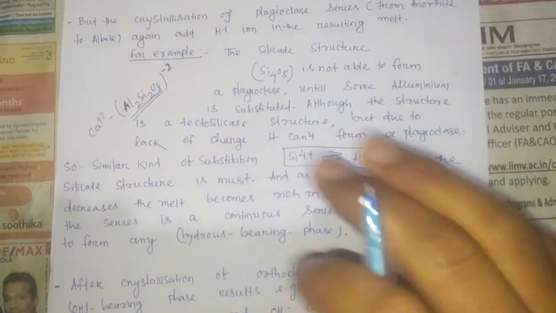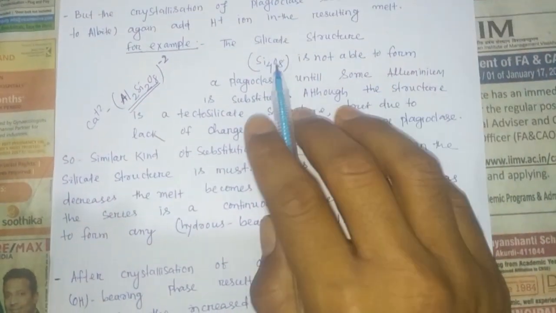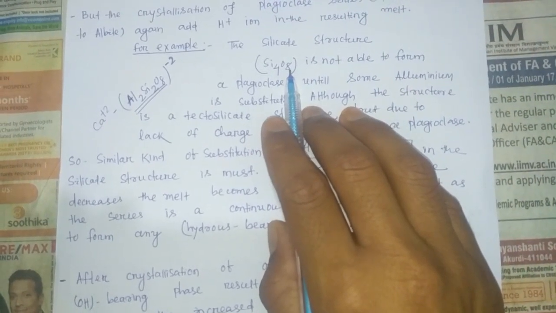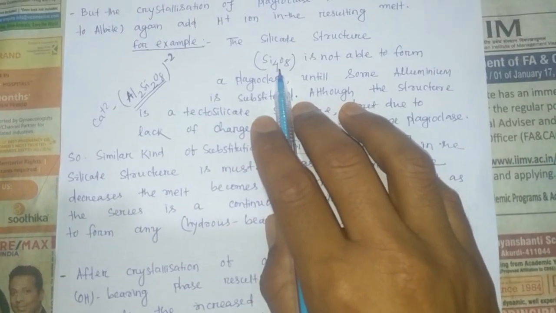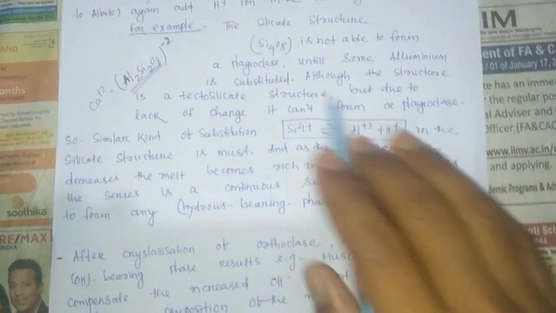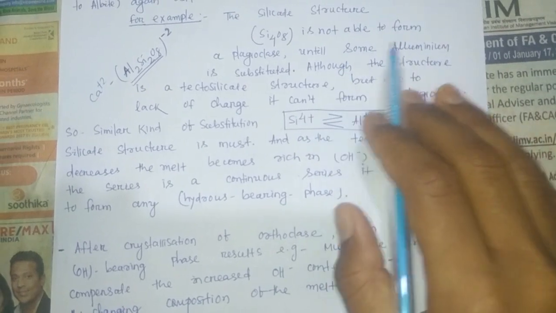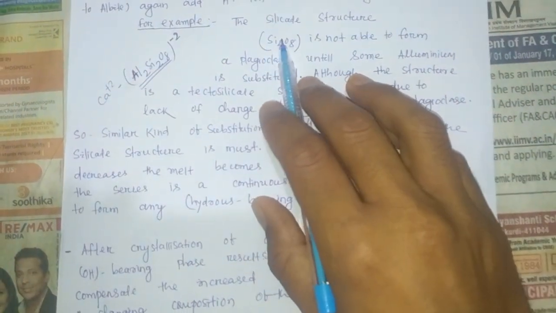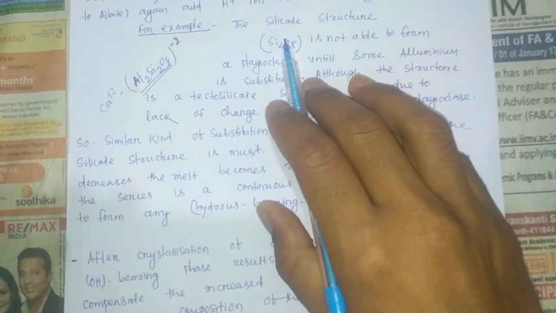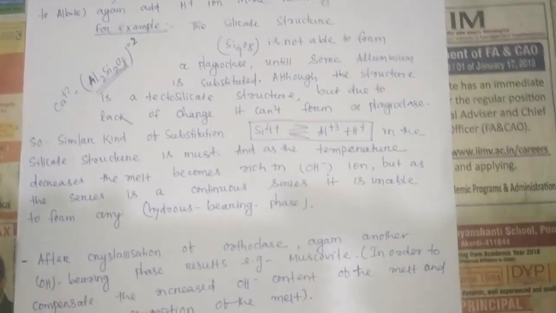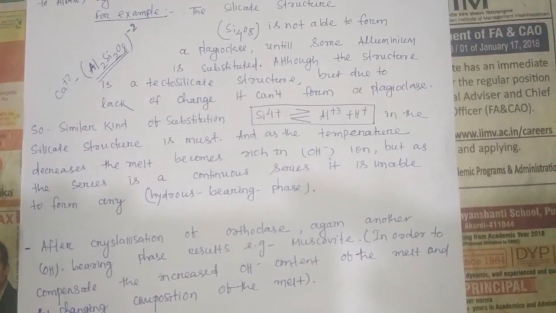So I have written that the silicate structure Si4O8 that we generally find in plagioclase, that is the tectosilicate structure, because the ratio is 1:2, is not able to form a plagioclase until some aluminum is substituted, because the charge is zero, so it cannot react with any kind of cation. Although the structure is a tectosilicate structure, due to the lack of charge, it cannot form a plagioclase.